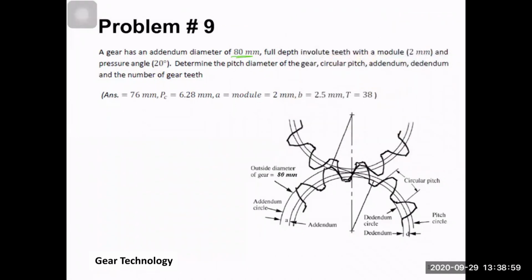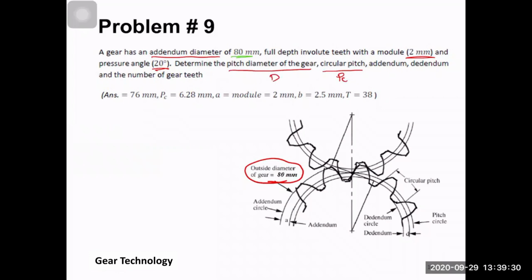if we consider the one that is underneath here is our gear, we have here the outside diameter of the gear is 80, or sometimes they call it the addendum diameter, right? We have full depth involute teeth with a module of 2 millimeters. So the module is given, and the pressure angle is given as well as 20 degrees. Determine the pitch diameter of the gear. Determine the circular pitch, which is P sub C.